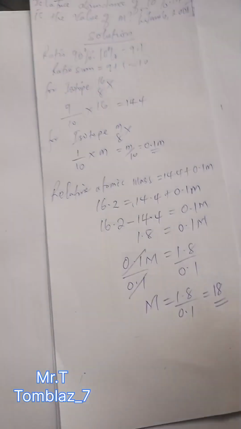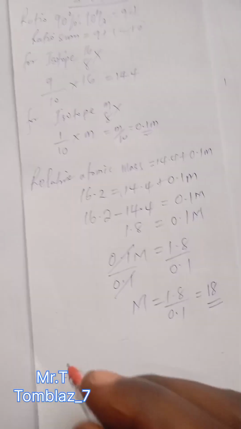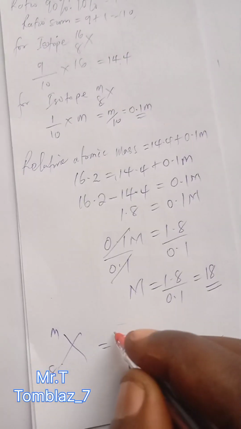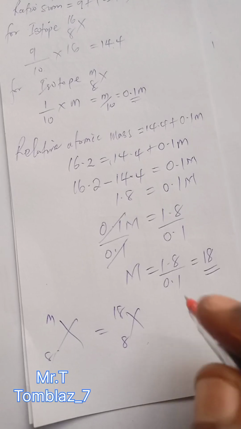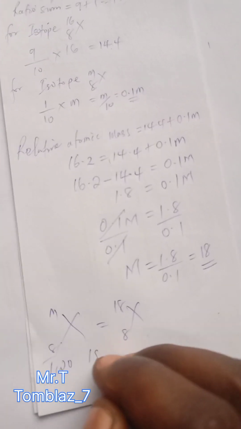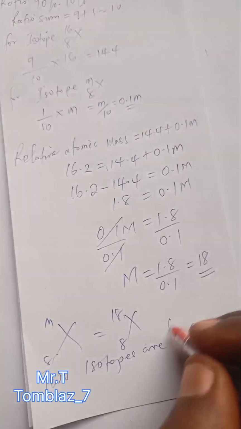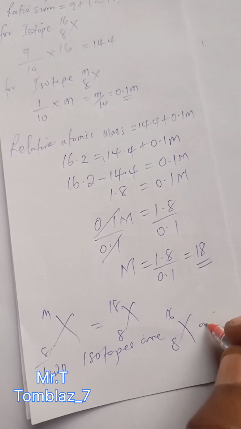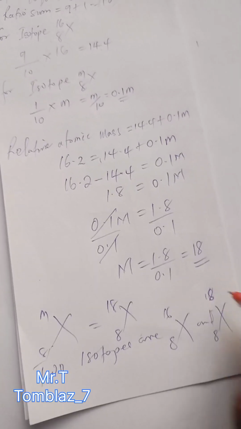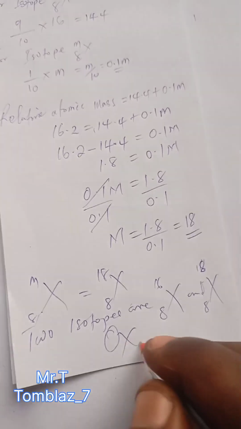So what it means is the value of M is 18. So the second isotope with relative abundance of 10% is going to be XM, and this M is now 18, so X 18 8. So the two isotopes are X 16 8 and X 18 8. So without even anyone telling us, we know that this is oxygen already.